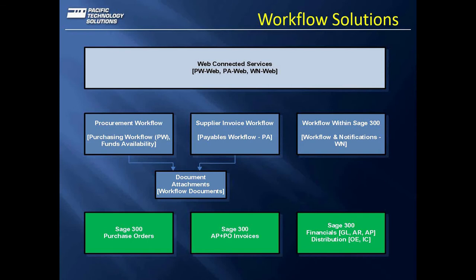Right, and then up above the top there is a grey box, which is web connected services. For all of the three workflow modules, you can do the approvals through a web interface, and this is quite a key requirement for managers to be able to do their approvals. So instead of logging into Sage 300 to approve an invoice, they can approve it from a browser or from a smartphone.